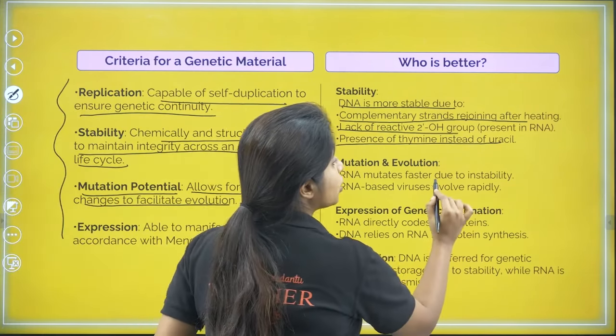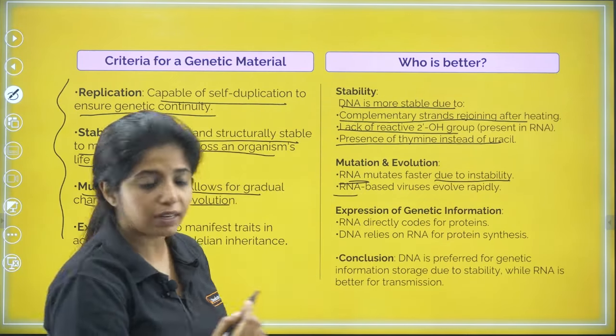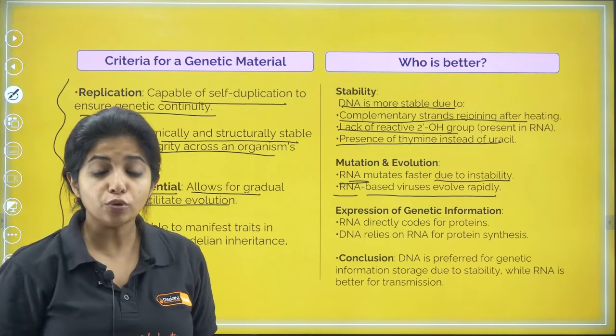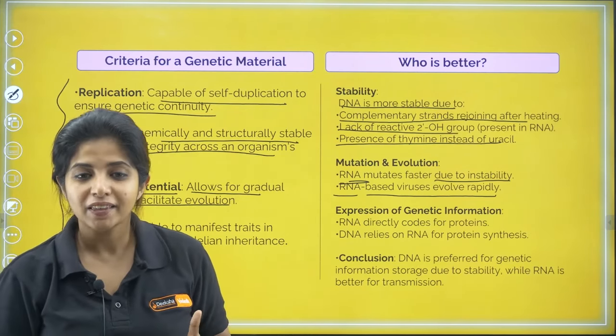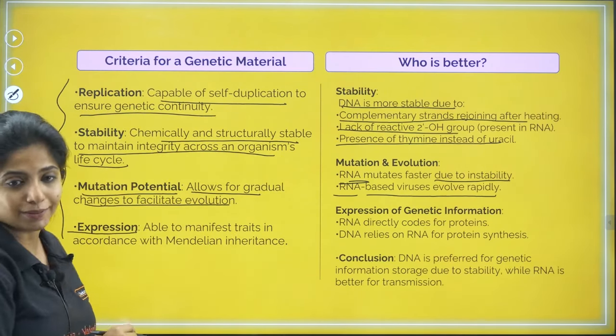Over here, DNA mutates faster due to what? Instability. RNA mutates faster due to what? Instability. RNA-based viruses evolve what? Rapidly. And that is a problem. You do not want rapid evolution to happen. You do not want to mutate faster. And which is why, again, what? DNA would be better. Now the fourth thing is expression.